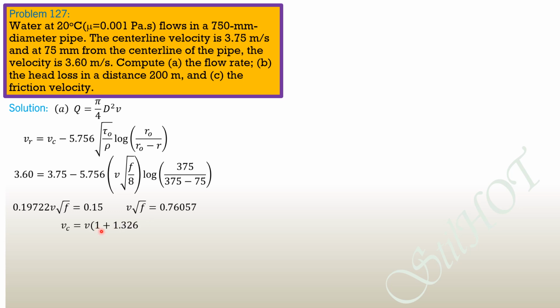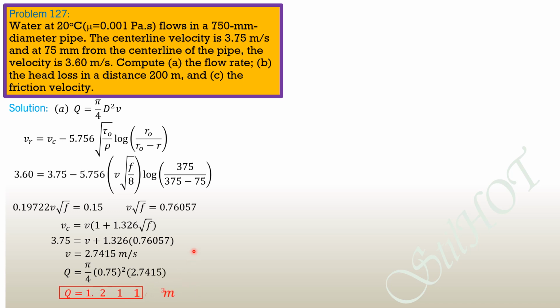Then the Reynolds number. Center line velocity is v quantity 1 plus 1.326 square root of f. If we distribute this, then v sub c is 3.75. Then we have v plus 1.326 times v square root of f given by this value. So 3.75 equals v plus 1.326 times 0.76057. From here, we can solve for v, 2.7415 meters per second. Then we can now compute the discharge, pi over 4 times 0.75 squared times 2.7415. So the discharge is equal to 1.211 cubic meters per second.